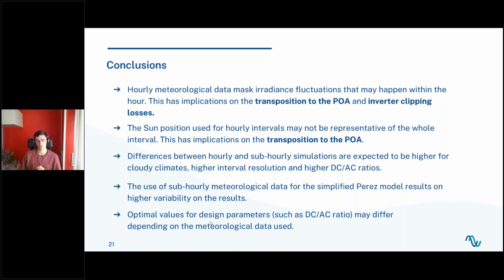One last thing also to consider here, for the DC battery energy storage systems, this can be even more critical, as the amount of energy that we have available for these systems will be highly related to the amount of energy that we have at the inverter clipping losses. So these differences may be even more critical, and the use of sub-hourly meteorological data may be giving even higher differences.